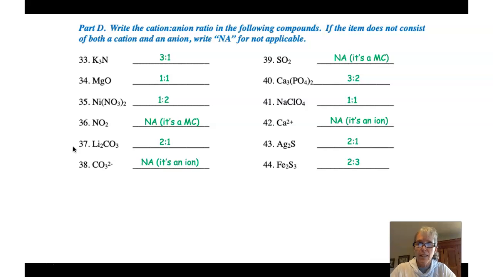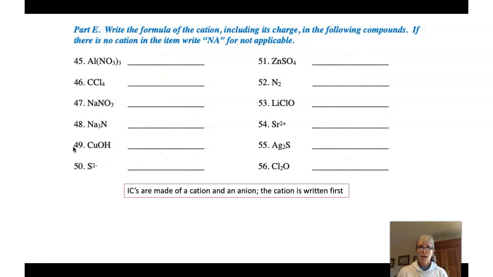Okay, so hopefully that's making a little bit more sense to you. Good variety of tricky ones and easier ones. Okay, let's go on to another set of questions. Similar thing, write the formula of the cation and its charge in the following compounds. But remember, you only have cations in ionic compounds. So if it's not an ionic compound, write NA. All right? So again, pause the video, write your answers down, and then join me when you're done.